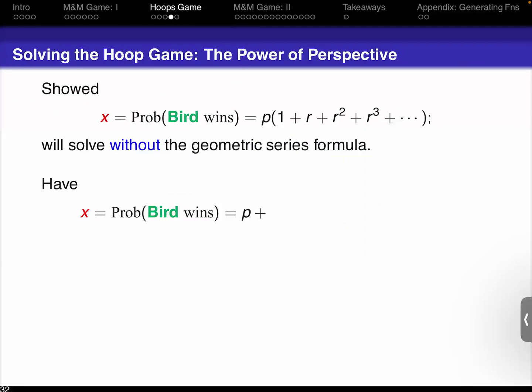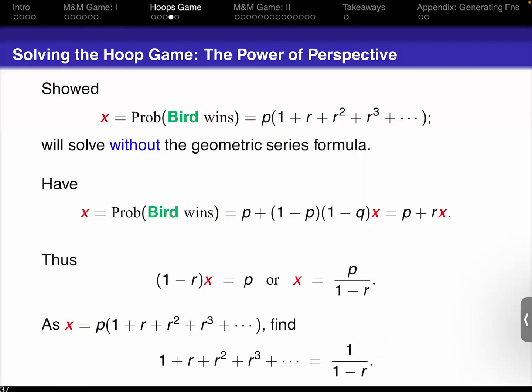So if we want to calculate the probability Bird either wins by getting the basket on his first shot, probability P, or they both miss, 1 minus P times 1 minus Q, and then it's like we've reset the game. And then it's just an X from there. And now we have X on both sides. This is the bring it over method. And now we can solve for X. And so when we do the algebra, we get X is P times the geometric series formula. And we just found that X is P over 1 minus R. So we can deduce the geometric series formula.